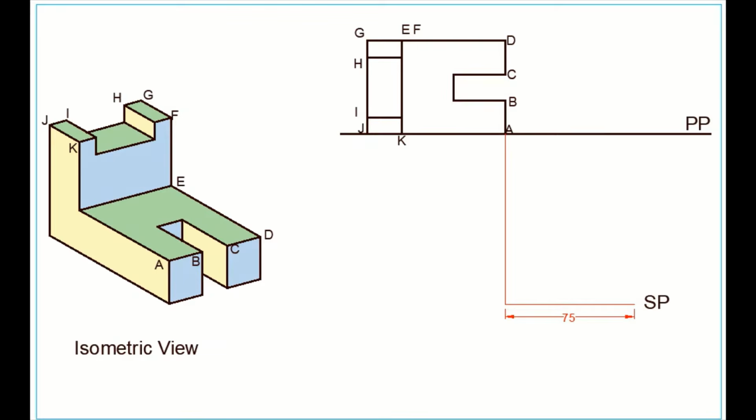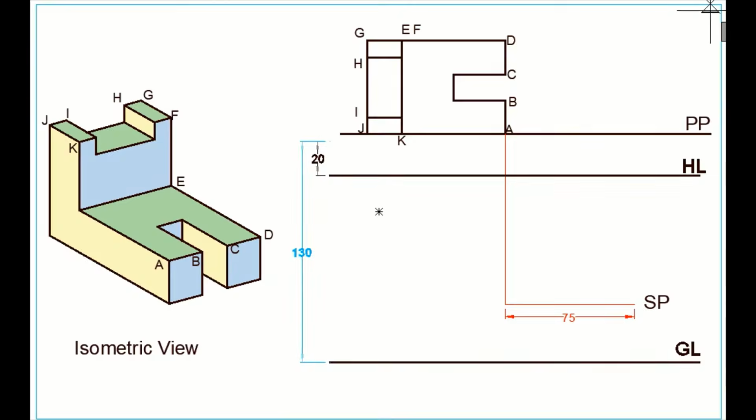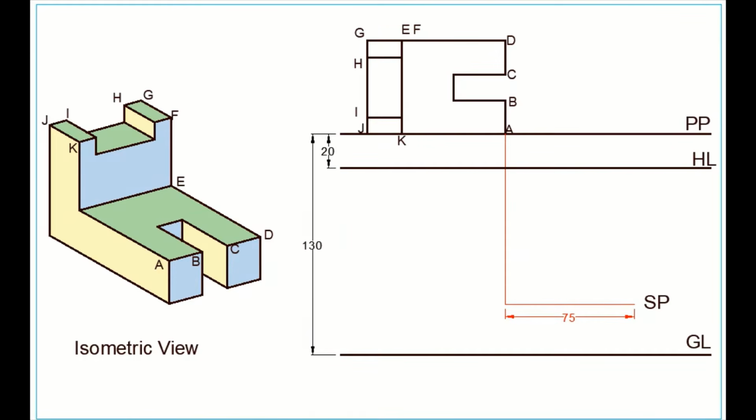Then next we need to locate the ground line and the horizon line as per the given data. It is given that the horizon line is 20 millimeters from the picture plane and the ground line is 130 millimeters from the picture plane. So we now plot these two lines as per the given details. So these are the two lines, 20 millimeters and 130 millimeters from the picture plane.